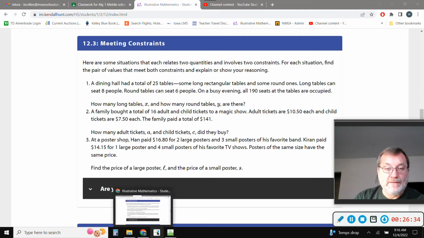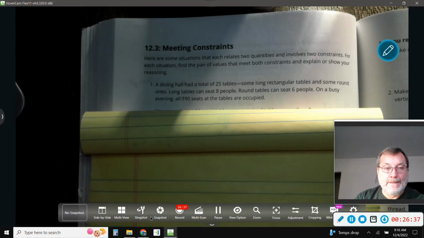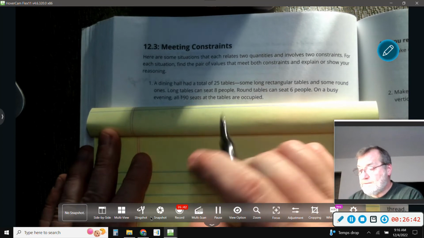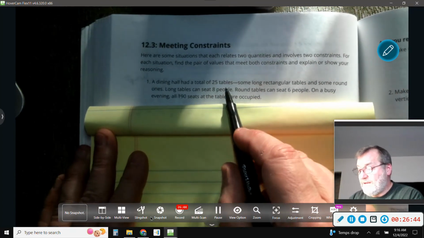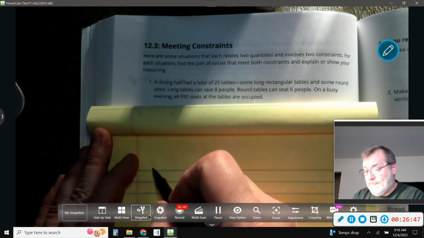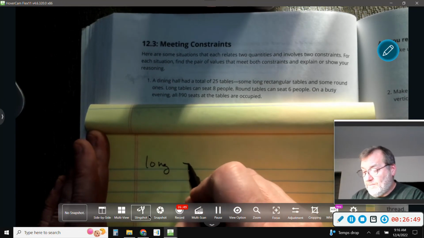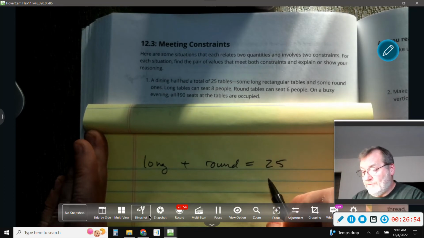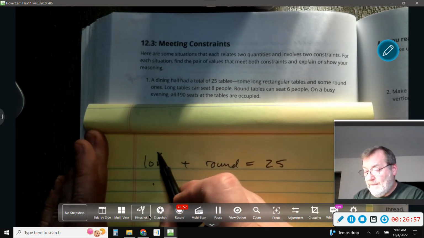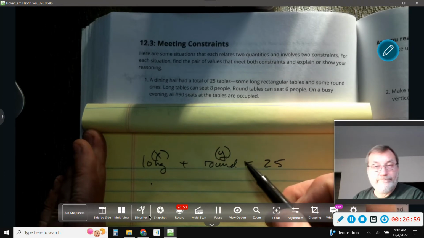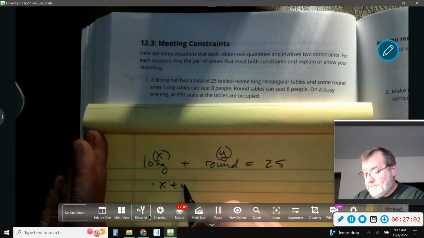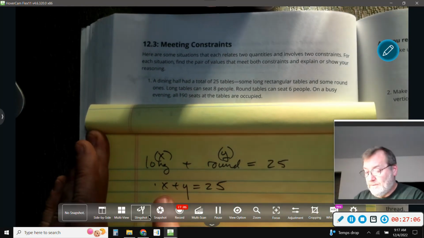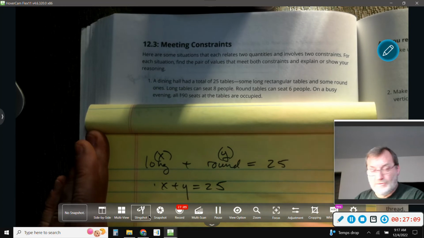Okay, so let's look at this. It says a dining hall has a total of 25 tables, some long and some round. So long plus round equals 25 tables. I'm going to call that X, and I'll call that one Y. So X plus Y equals 25. That's the number of tables. Number of longs plus the number of rounds equals your total amount.